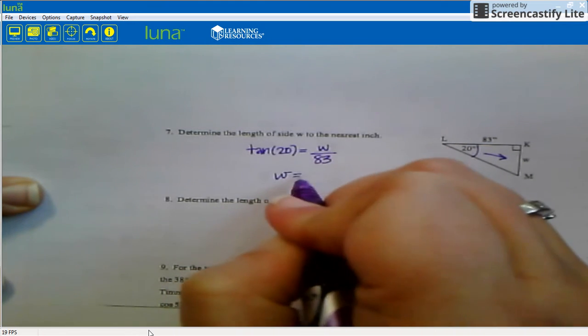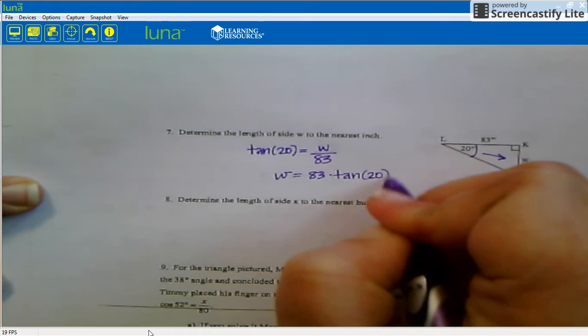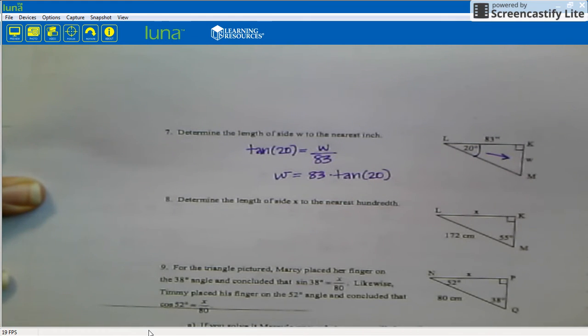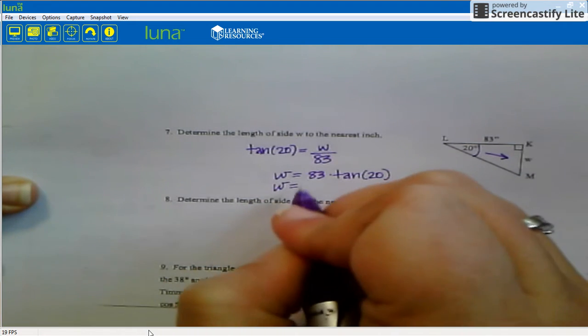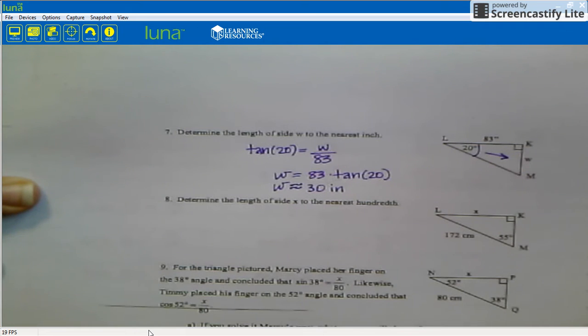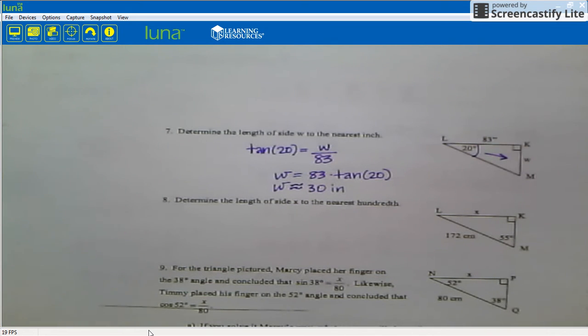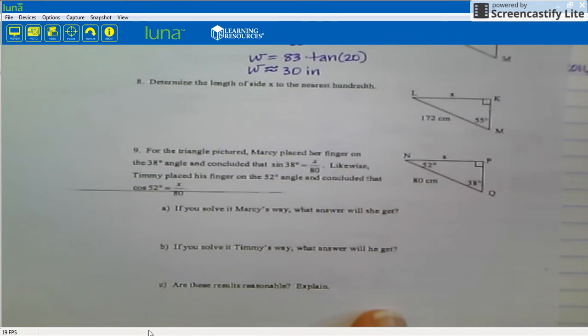So W is equal to 83 times the tangent of 20. And W to the nearest inch is approximately equal to 30 inches. And for number 9, it's just an analysis type problem.